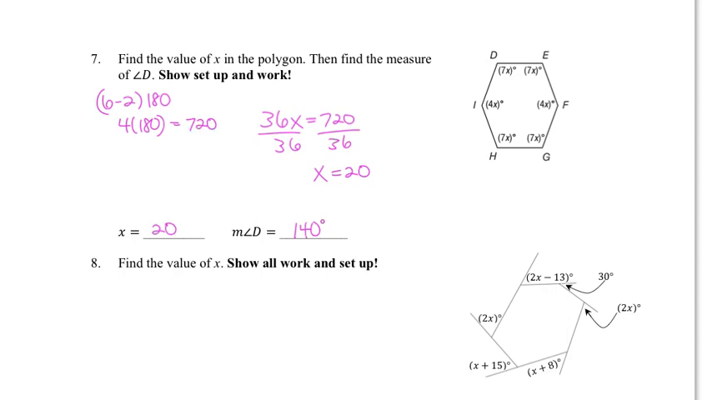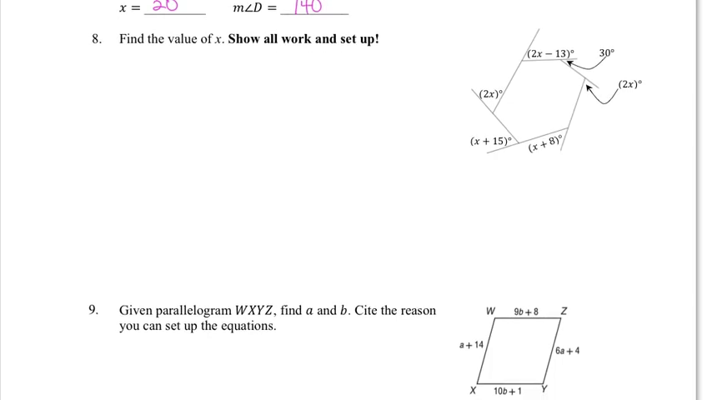All right, moving on. Find the value of x, show setup and work. So this time we've got exterior angle measures. I have those pointed there. And we know the sum of all exterior angle measures is 360. So we just have to add these together and set it equal to 360.